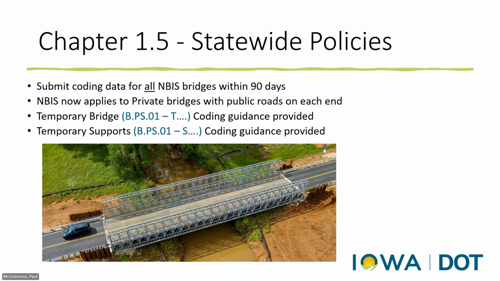This chapter has some really good guidance for temporary bridges and bridges with temporary supports. Not shown on the slide, this chapter also outlines policies for bridge orientation and labeling, critical finding policies, and policies for non-regulated structures. Those structures include head bridges, culverts under 20 feet, and privately owned structures that are not open to the public.